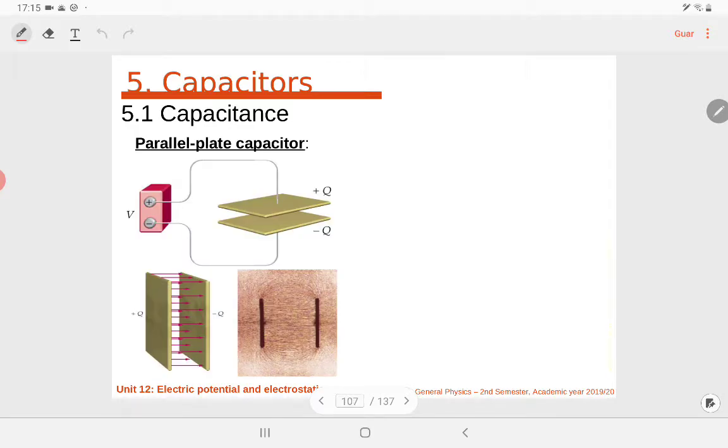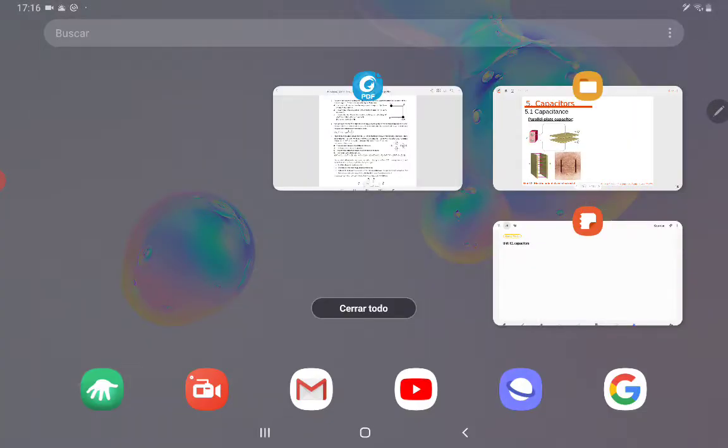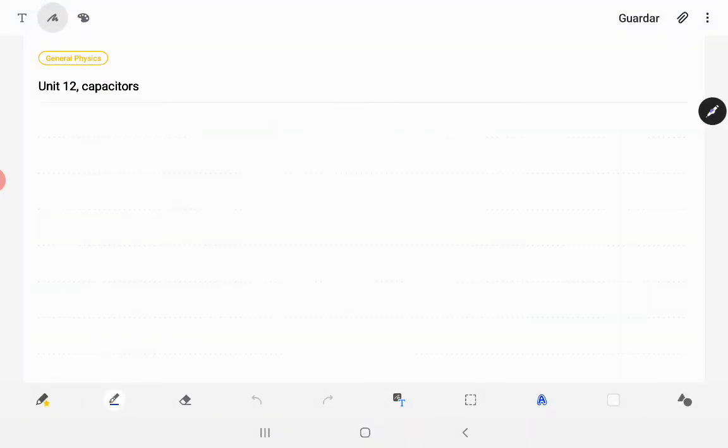We will begin by deriving what the capacitance of a parallel plate capacitor is. So a parallel plate capacitor is one of the most common capacitors used, and it's built by two parallel plane conductors, one with charge plus Q and the other with charge minus Q. I'm going to go to a sort of blackboard to explain myself in more detail than in the slides.